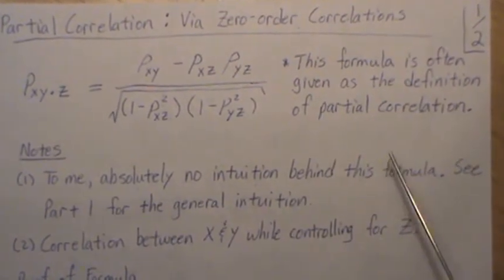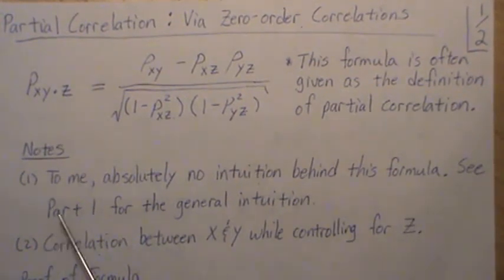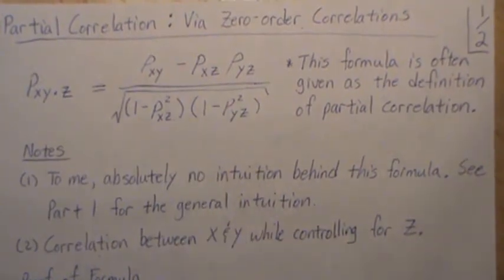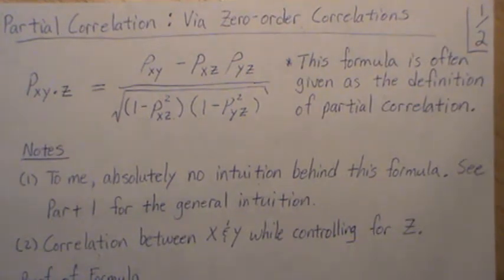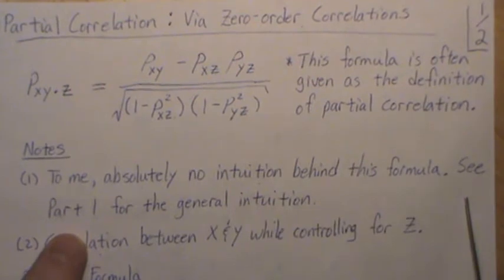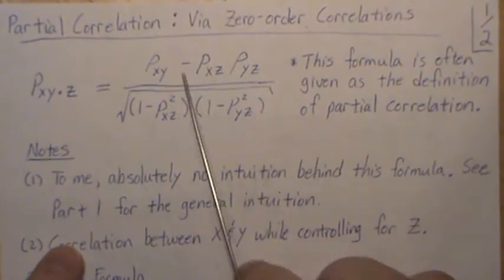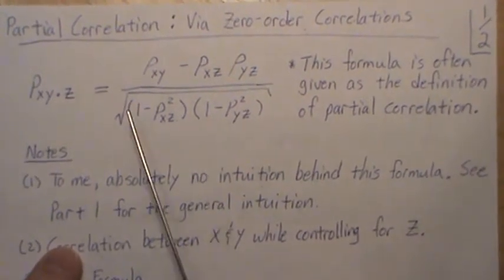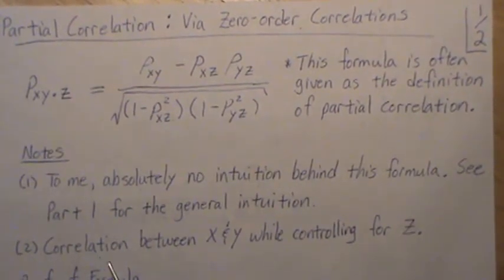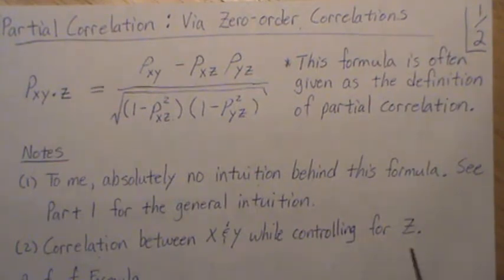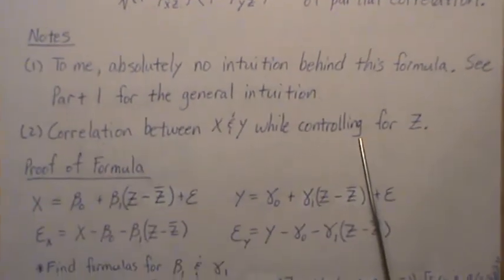Now this formula is often given as the definition of partial correlation, but to me, this formula has no intuition behind it, for me at least. And I'm going to point you to part 1 for a general intuition of what partial correlation is. So when you see this formula, you'll at least have a basic understanding of what this is. It's a correlation between x and y while controlling for z. And so let's prove this formula, and we'll give a little background first.